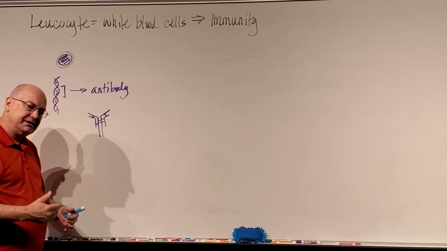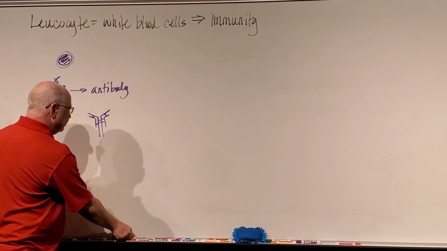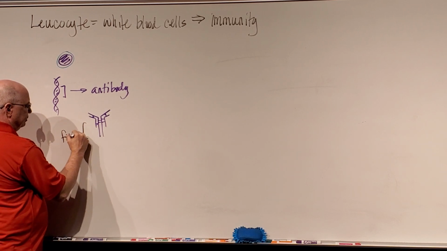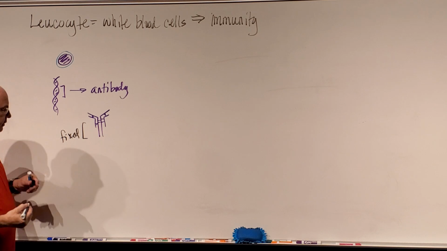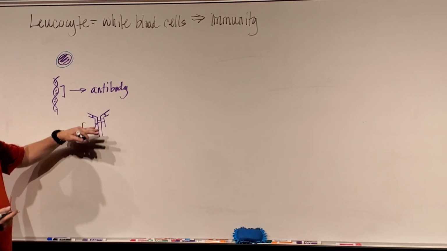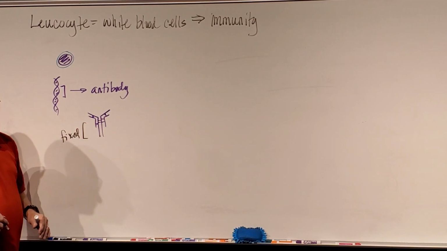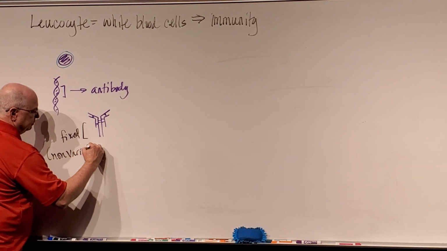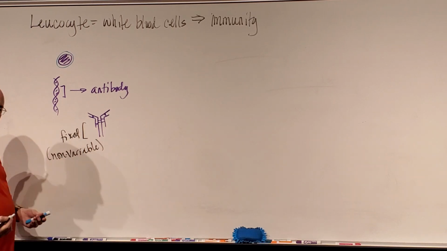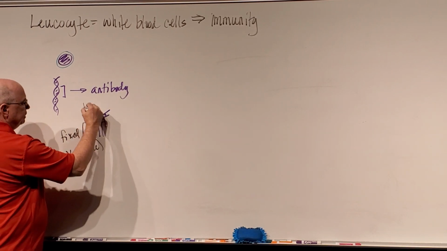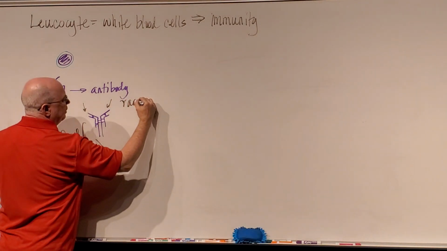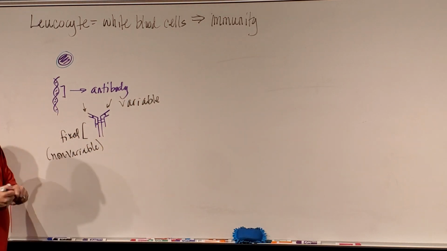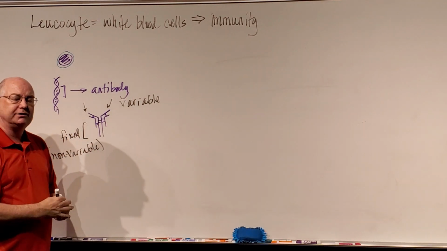Now, if I were to analyze the amino acid sequence of this antibody, it turns out that most of the amino acids in this are called fixed region. Okay? The fixed region means that the order of the amino acids never varies from one antibody to the next. They also call the fixed region the non-variable region because it does not vary. But if I look at these little tips here, that area is called the variable region of the antibody, which means the amino acid sequence from one antibody to the next can vary.